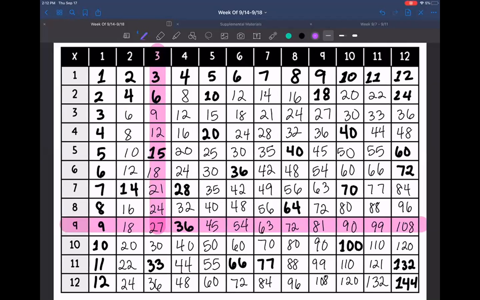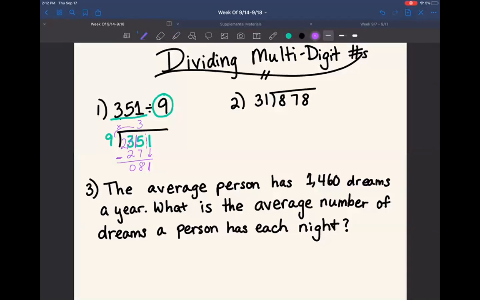What times 9 will give me something close to 81 or exactly 81? 9. 9 times 9 is exactly 81. So now I can write my 9 up here, and I'm going to subtract 81. So 81 minus 81, what is that? It's just 0. So my answer is 39.